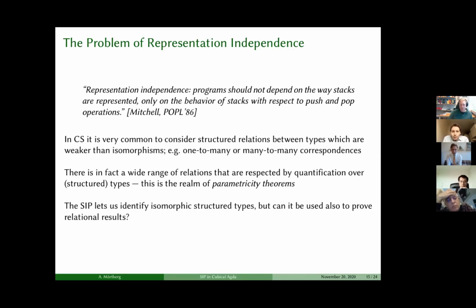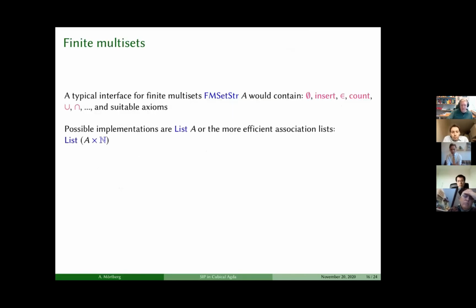So what we then started wondering is, what can we do about these more computer science examples where you maybe have a one-to-many or many-to-many correspondence? In what sense can we use the SIP to also tackle these relational results or related types? Right. So now let me quickly give you a little example.